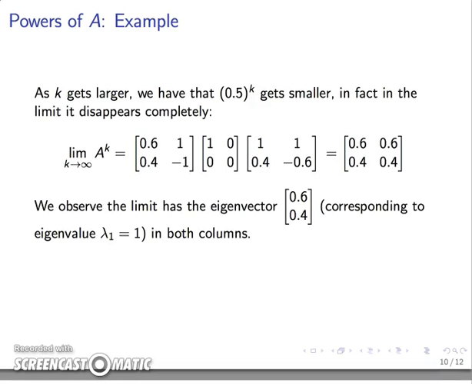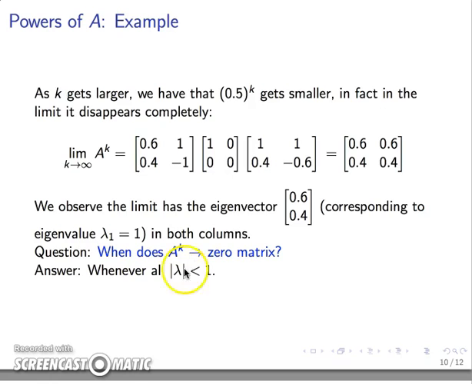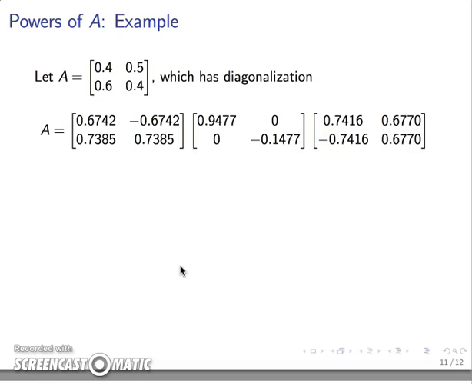Okay, so this question here is asking about convergence to the matrix of zeros. When does A to the k converge to the zero matrix? And that happens whenever all eigenvalues are strictly less than 1 in modulus. In this case, one of them was exactly equal to 1, and then we would not converge in that case to the zero matrix. Here we have an illustration.